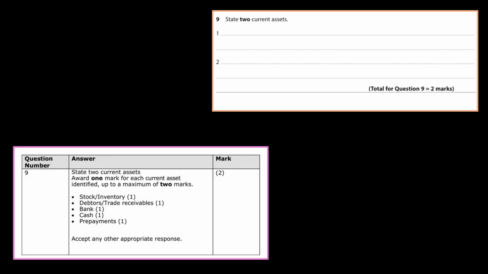Okay, and now let's take a look at the answer to this one. There we go. State 2 current assets. You should know what an asset is by now if you're going into the exam. And it could be any of the following. So if you'd put stock or inventory, inventory means the same word. So stock or inventory, 1 mark. Debtors or trade receivables would have got you another mark. Bank, as in cash, and prepayments as well. That would all be considered assets. And accept any other appropriate response.